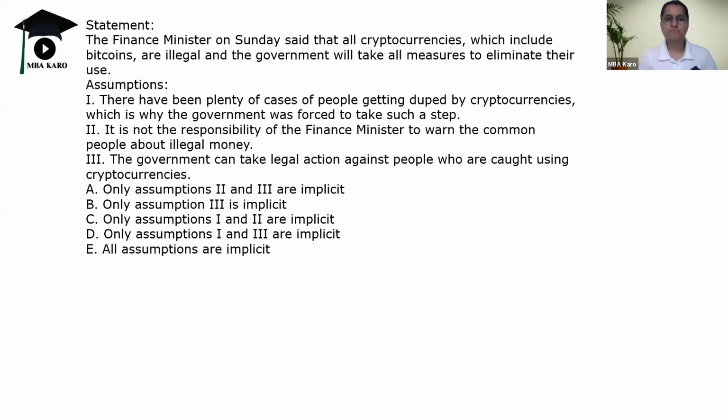Now our statement is, the finance minister on Sunday said that all cryptocurrencies, which include bitcoins, are illegal and the government will take all measures to eliminate their use. Okay, so basically they are banning cryptocurrencies. Why are they doing so?